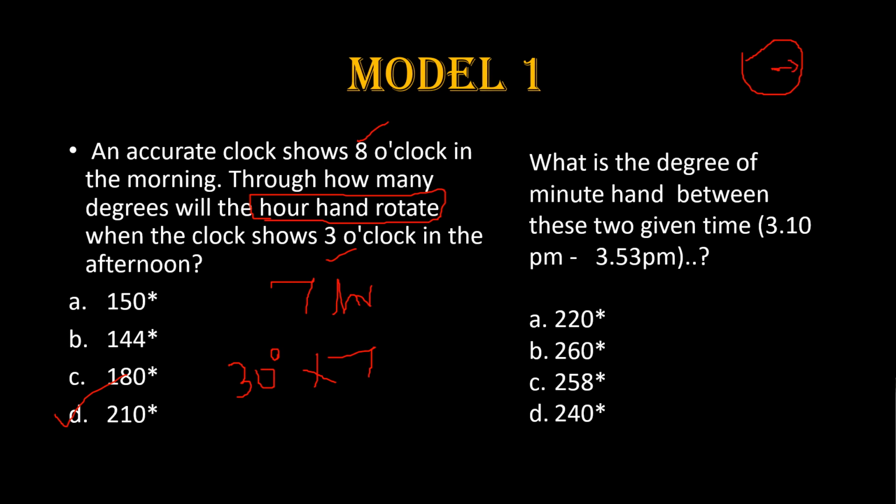This is the short hand at 3:10, it is here, and the time is 3:53. So what is the angle between the two times? Here they are asking only about the minute hand. We know that the minute hand, for 1 minute, goes 6 degrees. So the number of minutes in between the given times is 43 minutes. So 43 minutes times 6 degrees gives you 258 degrees. So the answer is option C, 258 degrees.